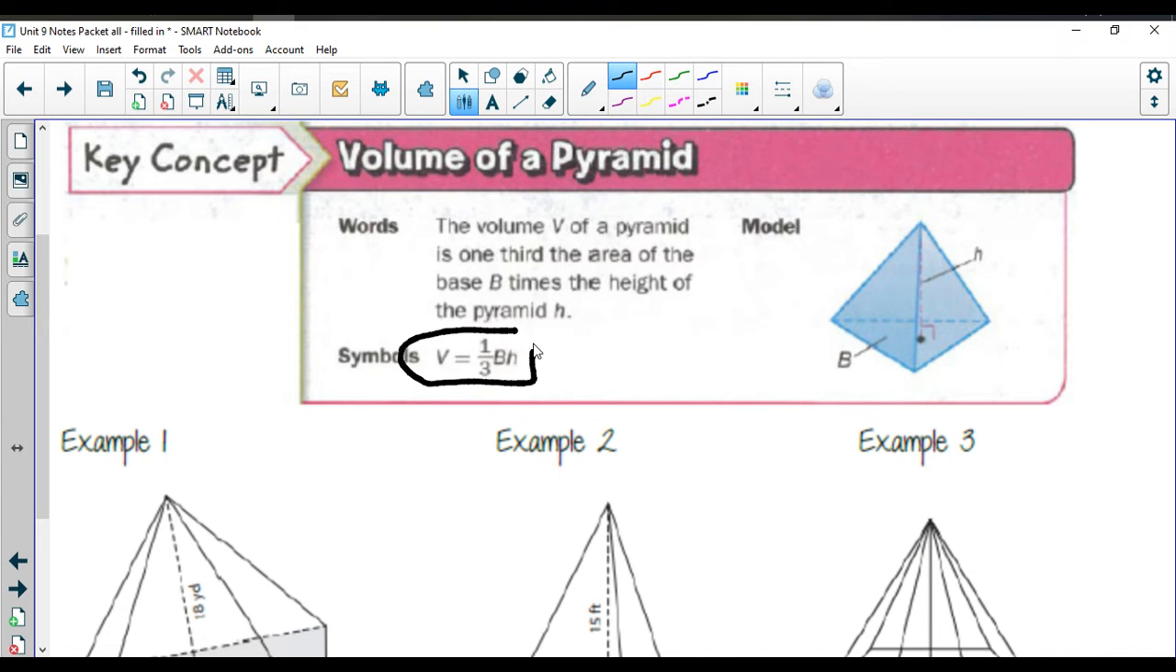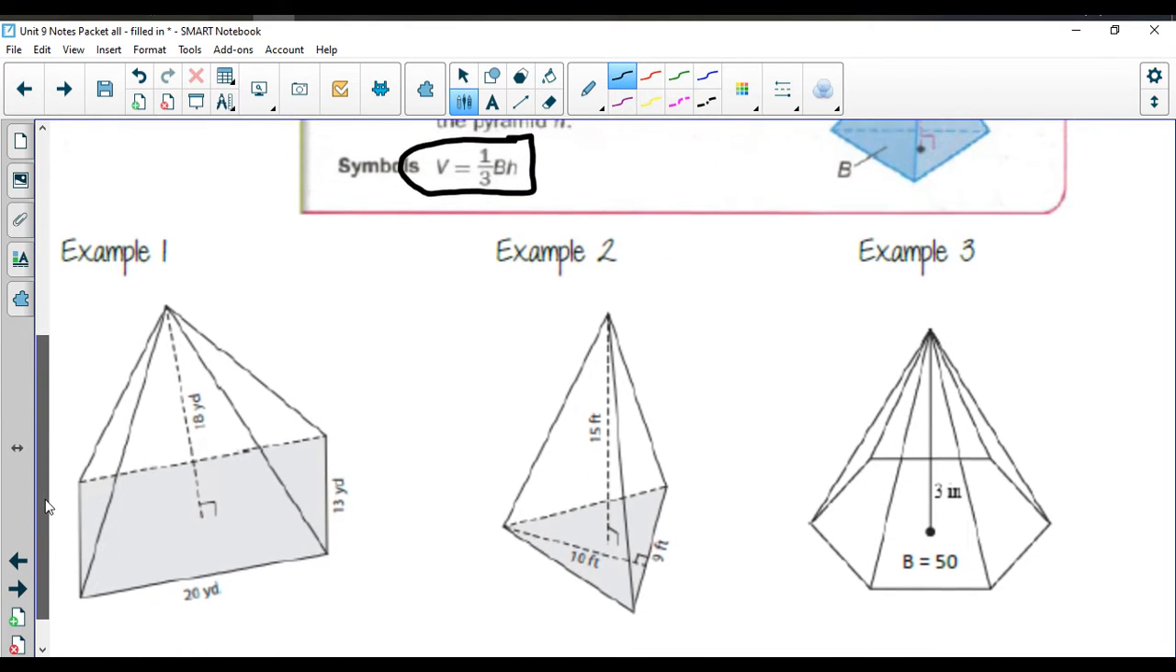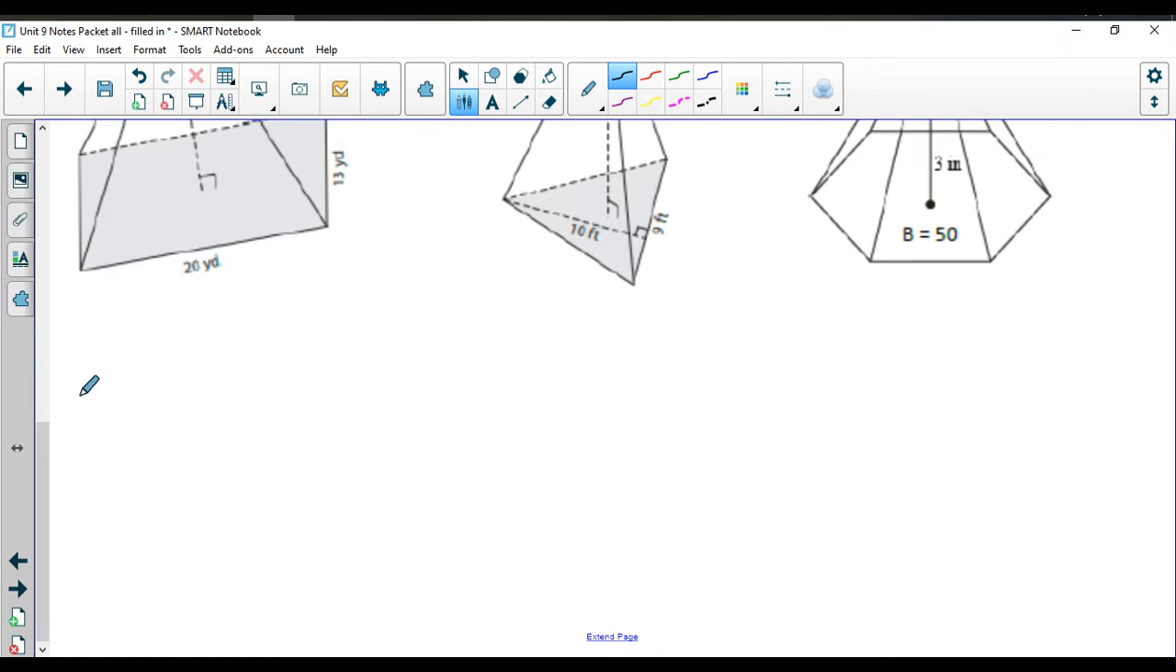Its volume is equal to 1/3 capital B little h. Little b, or capital B, represents the area of the base. I'm going to show you a quick way to set that up a little bit differently here to make your life a little bit easier.